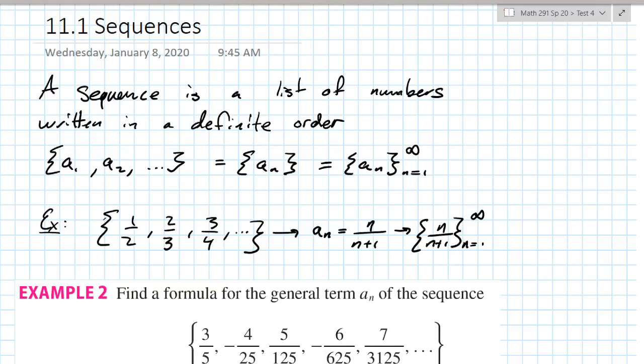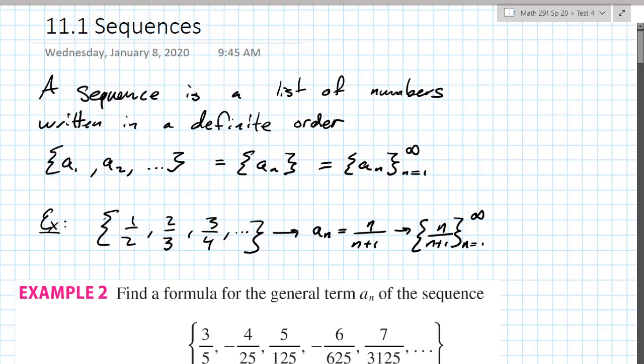In Chapter 11, we're going to start talking about sequences and series. A sequence is a list of numbers written in a definite order, and the sequences that we are looking at are infinite sequences. So here we have a sequence denoted with the squiggly brackets a sub n, and here our n starts at 1 and goes to infinity. So n is kind of like the index of our sequence.